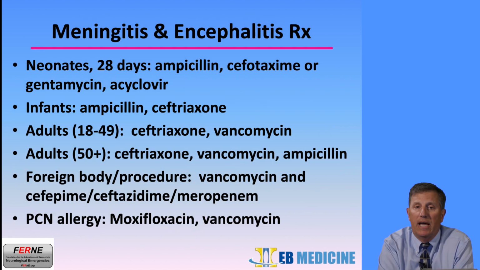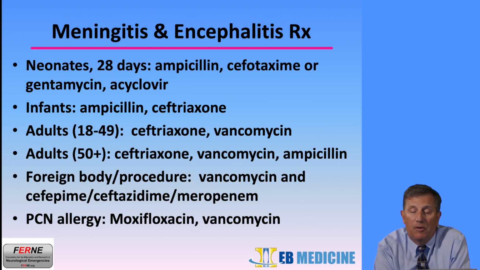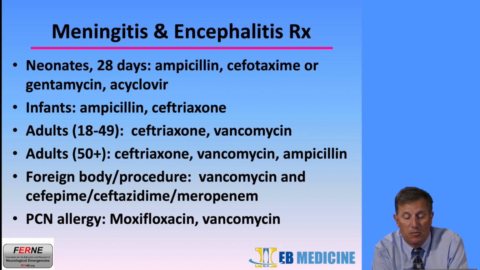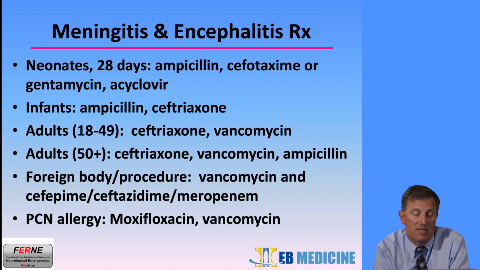What's the treatment for meningitis and encephalitis? In neonates up to 28 days, ampicillin with either cefotaxime or gentamicin and acyclovir if viral meningitis is suspected. In infants, give ampicillin and ceftriaxone. In adults 18 to 49, ceftriaxone and vancomycin. In adults 50 plus, ceftriaxone, vancomycin, and ampicillin, treating Listeria with the ampicillin. If there's a foreign body or the patient is post-procedure, give vancomycin and either cefepime, ceftazidime, or meropenem.